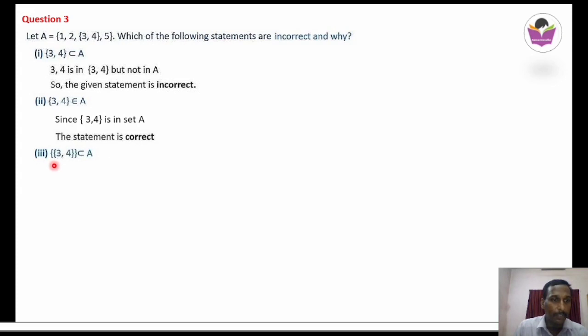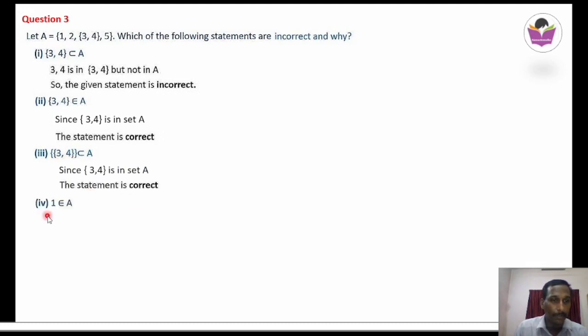Next is statement number 3. Set of set 3, 4 is a subset of A. Sure, set 3, 4 is an element, and the set of that particular individual element is a subset only. So it is a correct statement.